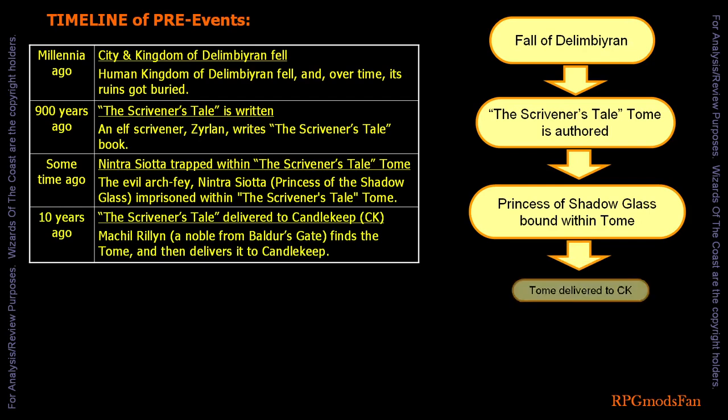Machiel Rillin, a noble and a former adventurer from the city of Baldur's Gate, found the Scrivener's Tale book in the ruins of the Haven of the Red Quill. Candlekeep received the Scrivener's Tale book 10 years ago from Machiel Rillin. He stipulated that the book was to be locked away and never read. Before delivering the book to Candlekeep, Machiel was marked and cursed by the book. Via a paid-for wish spell, Machiel was able to lift the curse from his person.